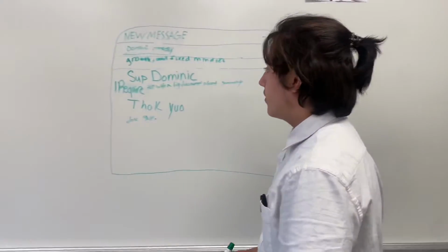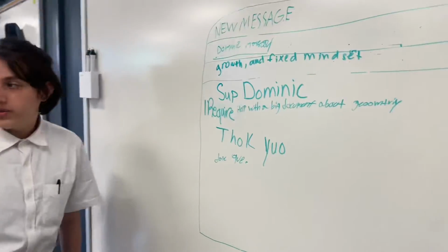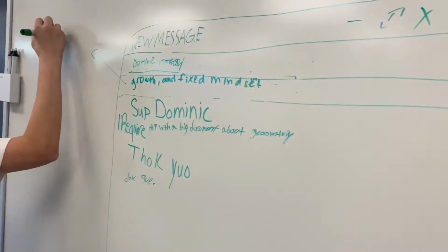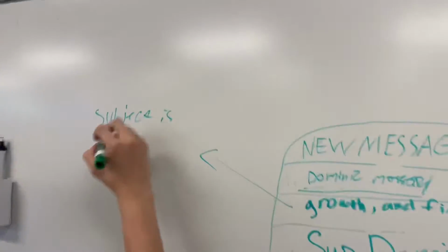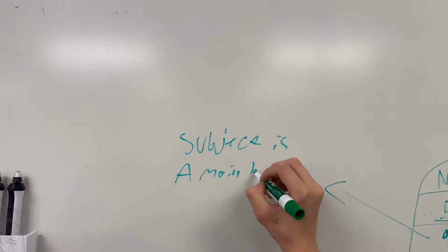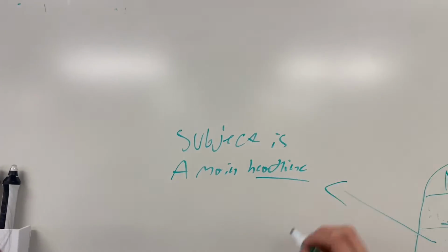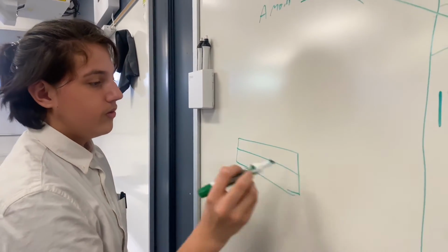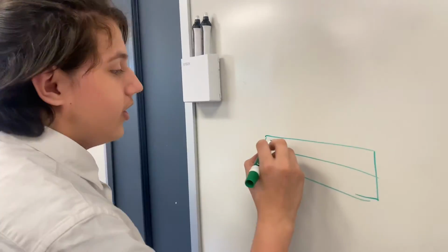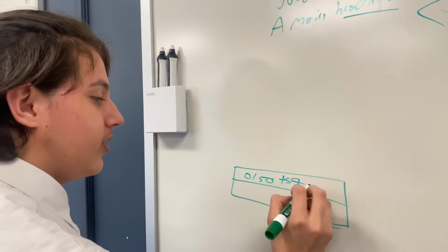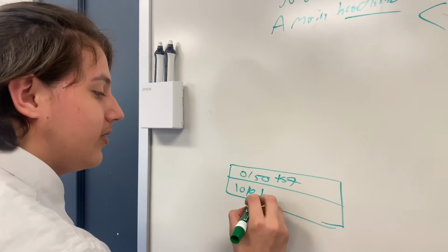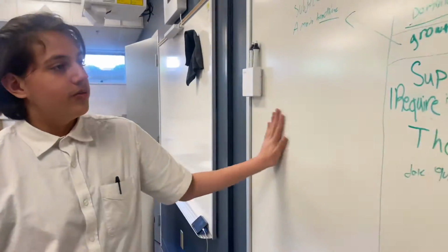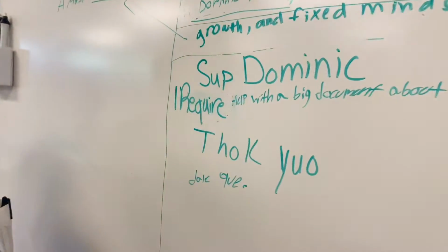Yesterday's assignment was about growth and fixed mindset, and as Anderson put in, no subject. A subject is a main headline, which will be shown in each column when you get emails. Something that could either be a 0 out of 50 test grade or a 10 out of 10 do now. It just depends. But now we're going to talk about what Anderson wrote.